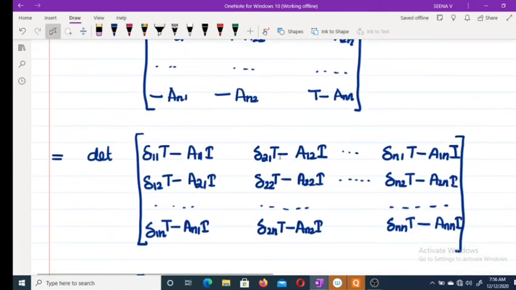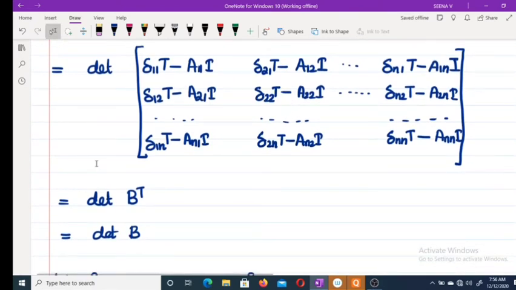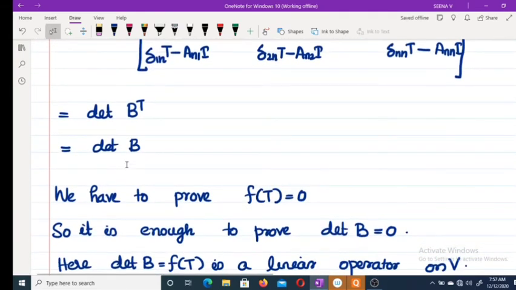And what about the second one? Delta 21. Therefore, this is actually B21. Okay. So, this is actually determinant B transpose, which is the same as determinant of B. Thus, we get f of t is the same as determinant B.